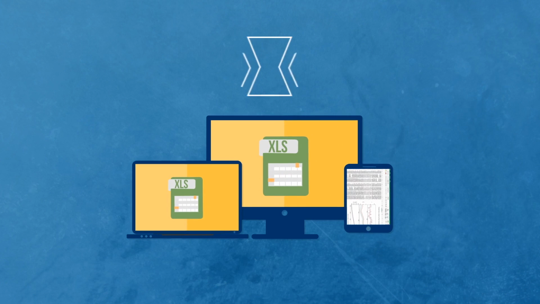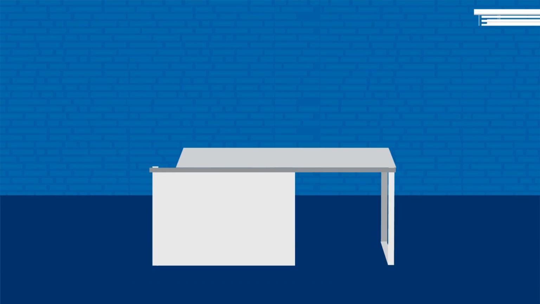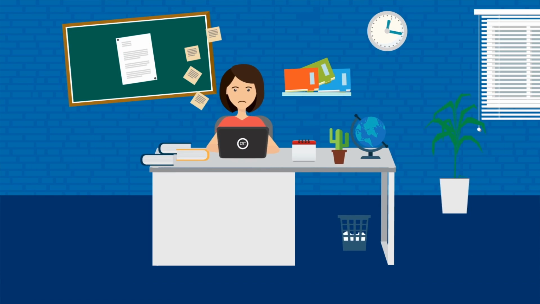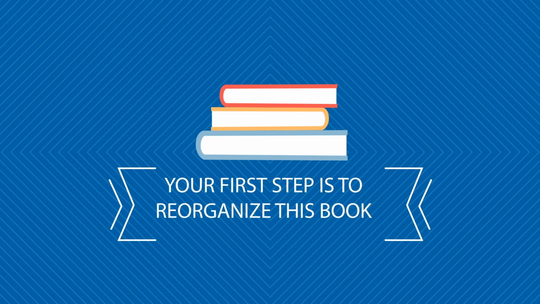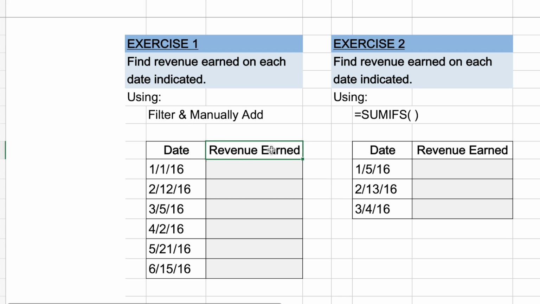Because the decisions we're trying to make are in this data, we need to make sure that all of the data and all the information is organized and together in one place. This is the purpose behind exercise one. I want you to conceptually understand what we're trying to do, which is to organize this data in a way where we can actually understand it. Specifically, we want to determine revenue earned on these given dates. And this is going to be done by using the filter and manual add tool that I'm going to show you. Sounds good?